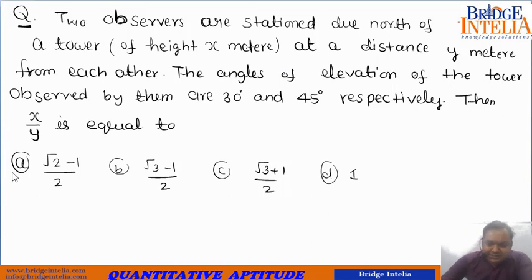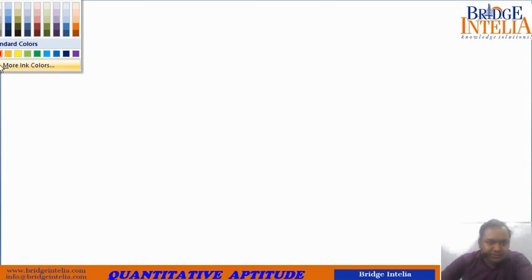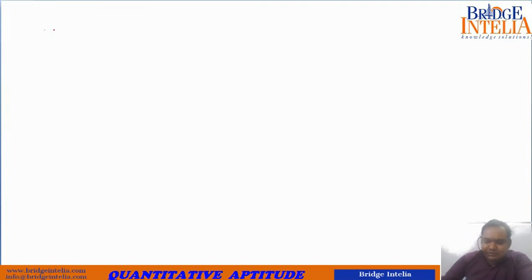So let us move to a fresh slide so that we can draw the diagram to understand this in a better way. So a tower is being mentioned, a tower having height x. So let's draw a tower first. So a tower which has the height x, and then we are told that two different observers are there.